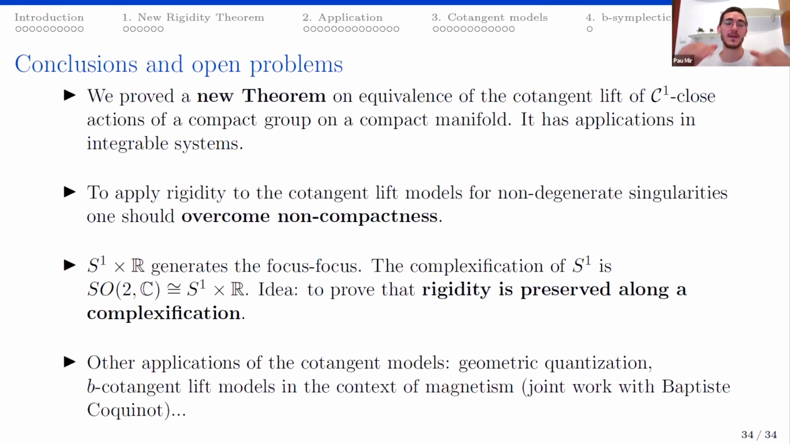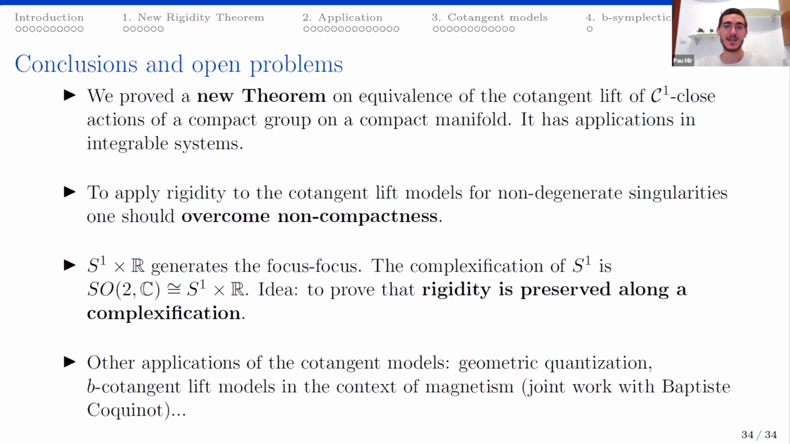And we have been able to obtain a rigidity result for manifolds which are non-compact, which are the cotangent bundle of some manifold. So in some way we have overcome this compactness requirement, so we can apply it to non-compact manifolds.